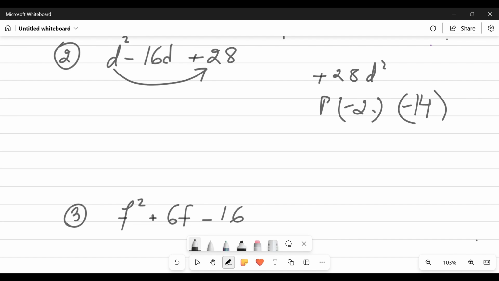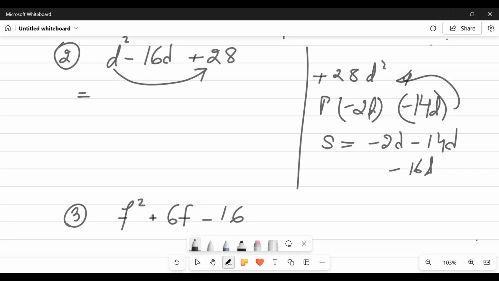And the distribution of the variable is 1d here, and another d will be there. And the sum will be minus 2d and minus 14d. Okay, and when we add that, it gives you minus 16d. And when we multiply, it gives you plus 28d squared.